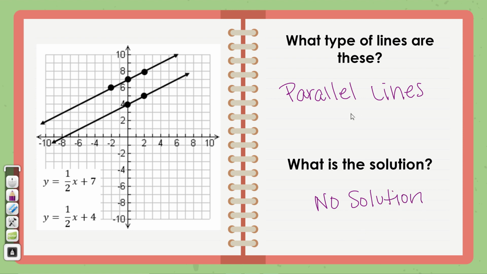We call this no solution parallel lines because they never intersect, so there's not a point that will solve both of them. This is the type of lines. This is the solution.